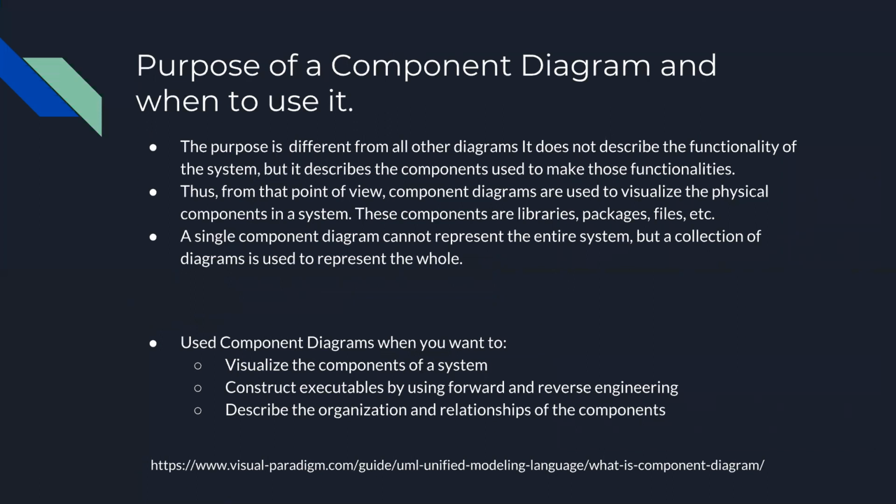Purpose of a component diagram and when to use it. The purpose is different from all other diagrams. It does not describe the functionality of a system, but it describes the components used to make those functionalities. Thus, from that point of view, component diagrams are used to visualize the physical components in a system. These components are libraries, packages, files, etc.